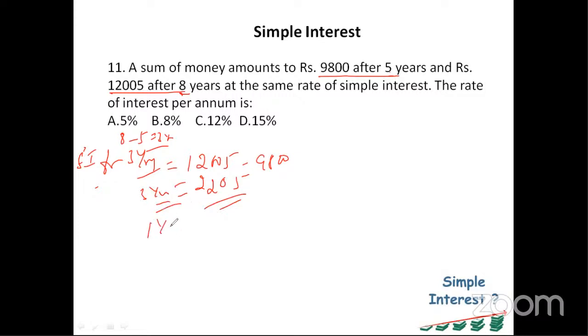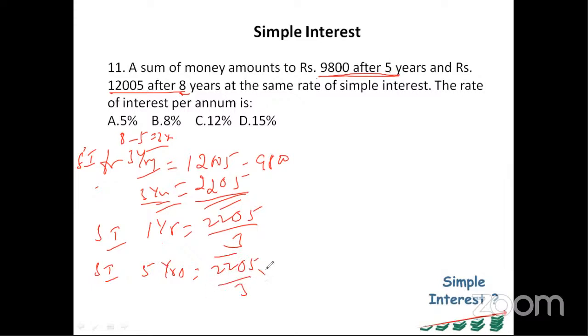Okay. If we have to calculate simple interest for 1 year, it becomes 2205 divided by 3. If you observe, for 3 years it is 2205, so for 1 year this will be 2205 by 3. Now, if you observe carefully, the initial sum given is for 5 years, which means we have to calculate simple interest for 5 years also to find out the principal. So for 5 years, it is 2205 by 3 into 5. Simple. Into 5 we have to do. That's it.